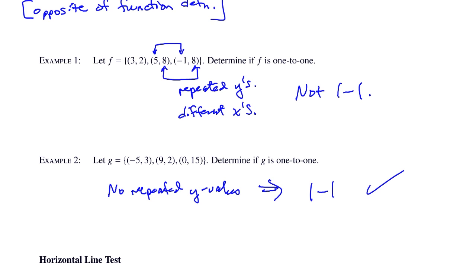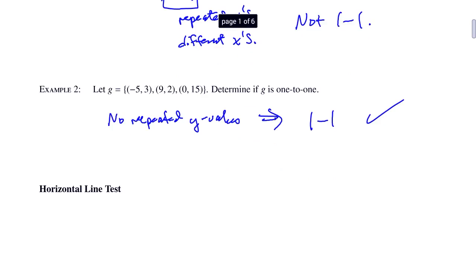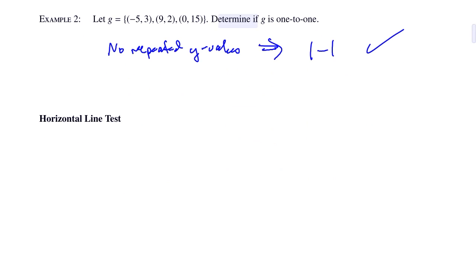Now there's a graphical way of determining if a function is one-to-one. It is called the horizontal line test. It's a horizontal line test as opposed to the vertical line test because we're not thinking about the x's this time as we were with the vertical line test. We are thinking about the y's. The horizontal line test says the following.